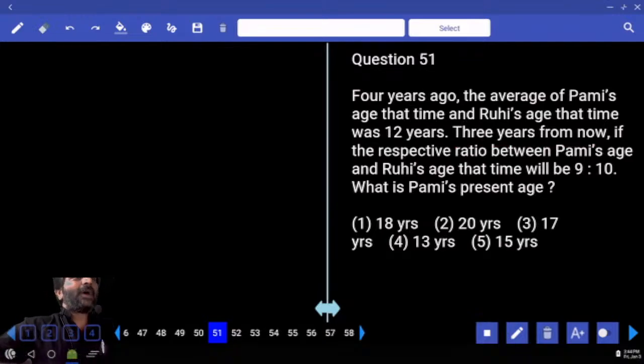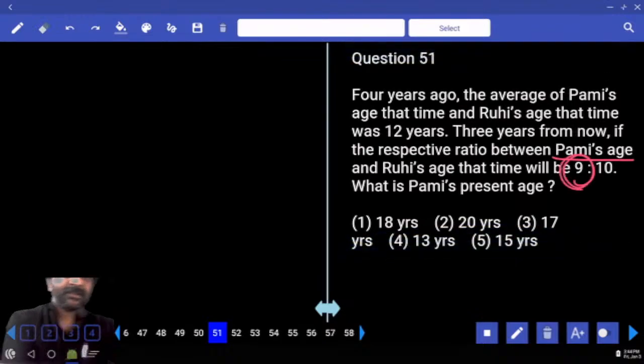3 years from now, after 3 years, Pami's age will be how many parts? Should be a 9 multiple. When is that 9 multiple? After 3 years, but not now, right? Hence the first option is eliminated. If present age is 20, after 3 years 23, no. If present age is 17, after 3 years 20, no. If present age is 13, after 3 years 16, no.